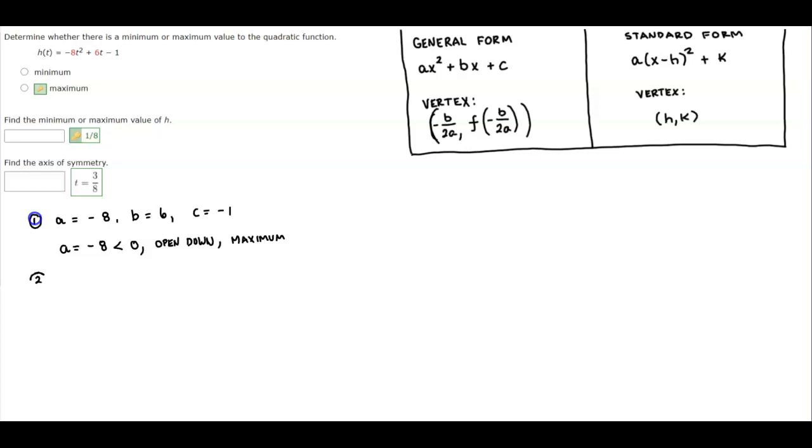Okay, so for number 2, we're going to figure out the coordinates of the vertex. So we want to find what h is. And so h is going to represent t in our problem. And so that means it's going to be negative b over 2a. So it's a negative times 6 over 2 times negative 8. So it's a negative divided by a negative. And so that becomes 6 over 16, which reduces to 3 over 8.